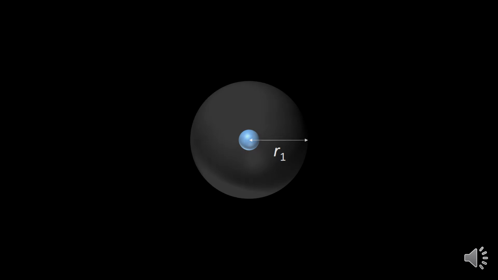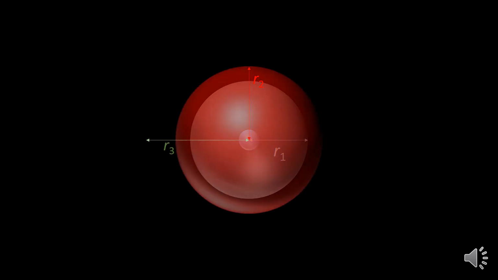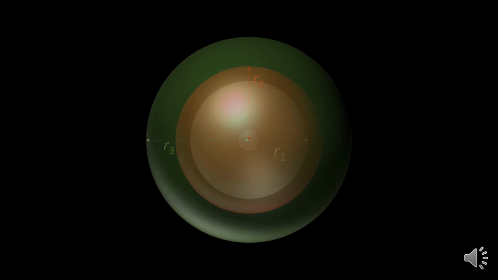Now, what if I bring another charge close to my point charge? We saw that for a point charge, the shape of equipotential surfaces is spherical. So here I have 3 surfaces at distances R1, R2 and R3 respectively. Each one will have its own potential. But would it remain the same if I bring another charge close to it?